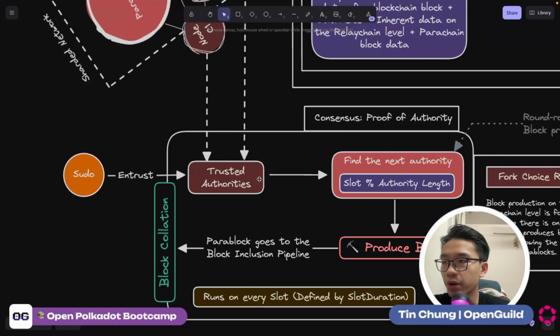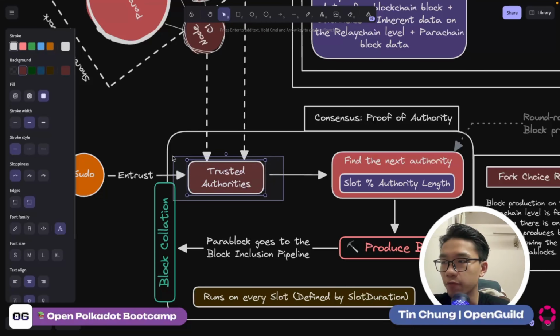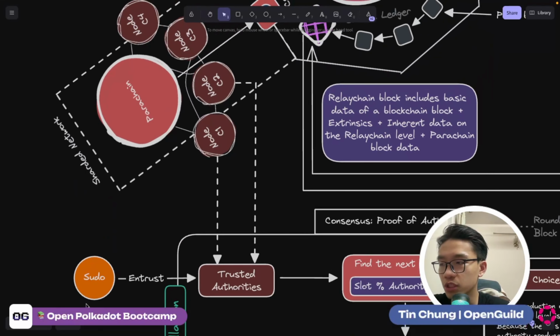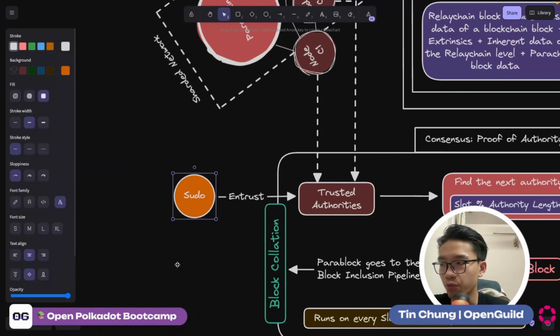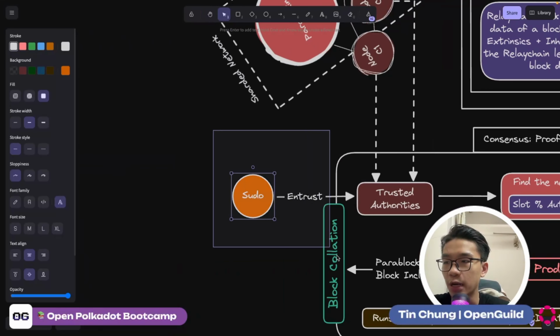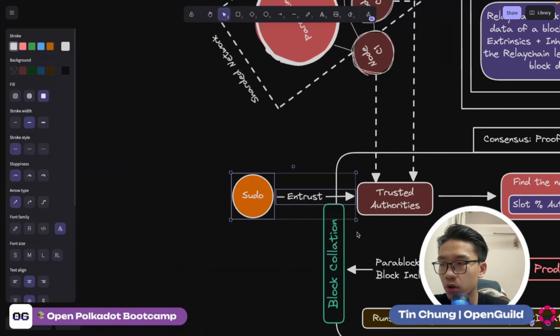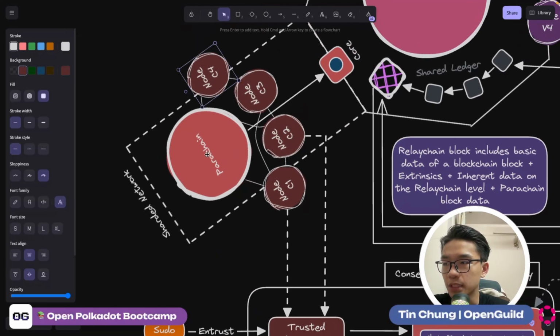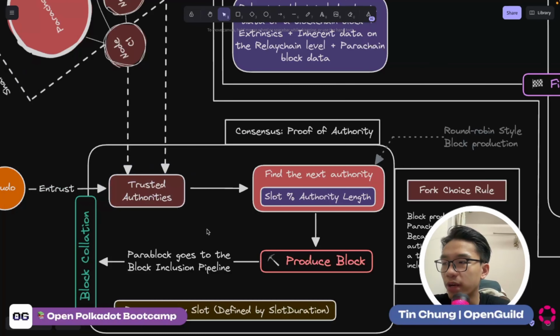What does proof of authority mean? There's a list of trusted authorities. These trusted authorities will be ingested by the pallet sudo. Remember, this sudo is what we already learned in the pallet module. These trusted authorities are basically the nodes configured to participate in the Parachain network. When we already have the list of trusted authorities, the algorithm to select the next authority will be run.